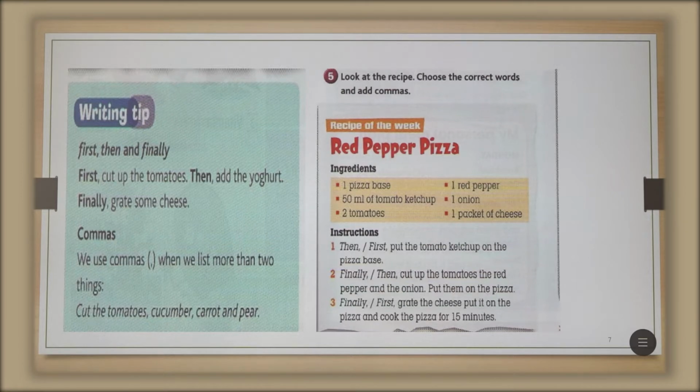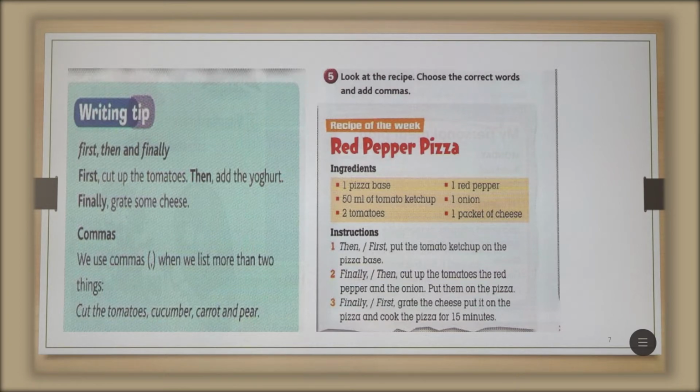When we're writing a text, a description, it depends what kind of text, you use commas, of course. You use commas when you list more than two things. For example, cut the tomatoes, cucumber, carrot and pear. So when you have a list of more than one thing, of course you use a comma after each of them.